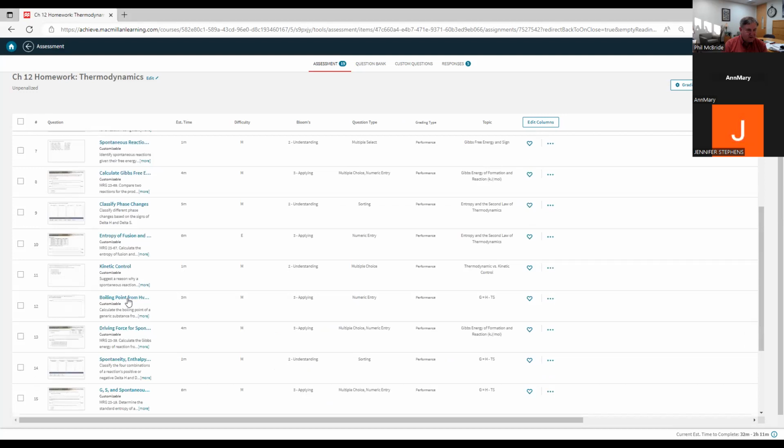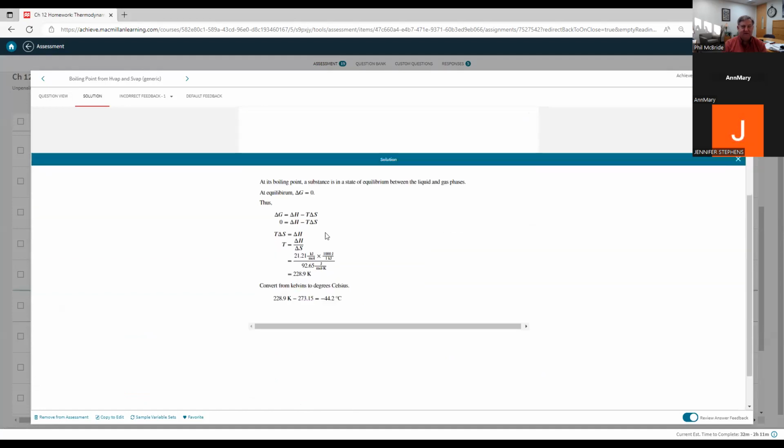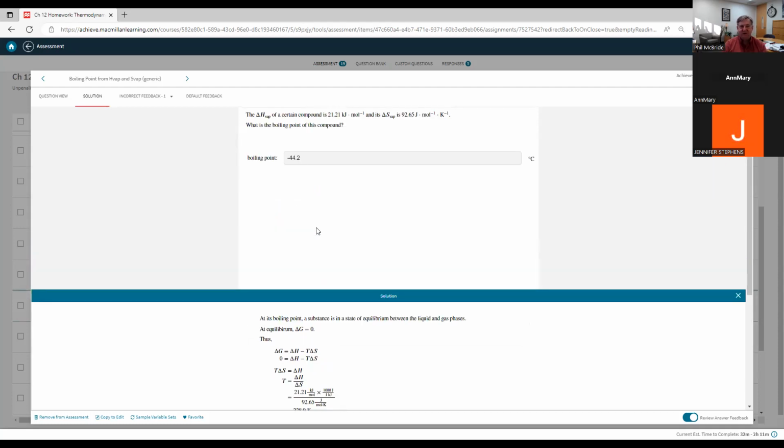So this one was problem 12 on your homework. It gives you different numbers every time. That was the problem. So you're good with that one, or you want to try another one? Let's try one more. All right.